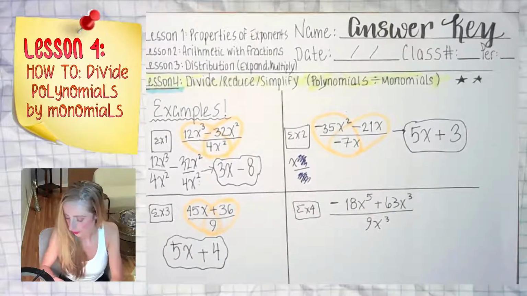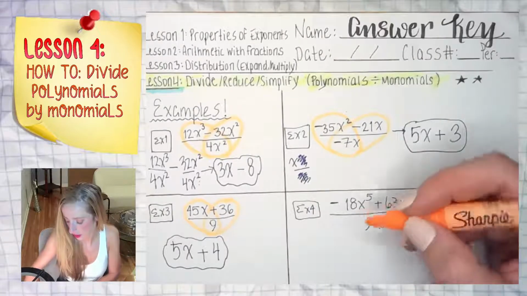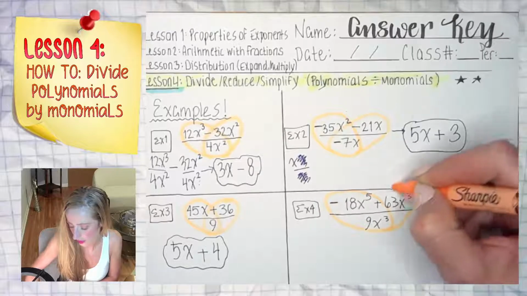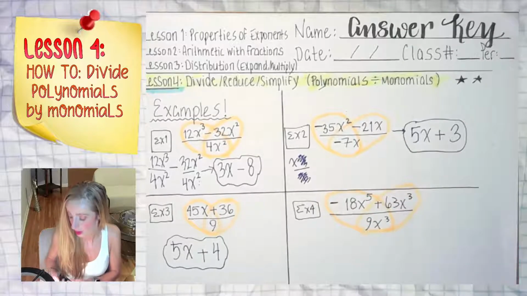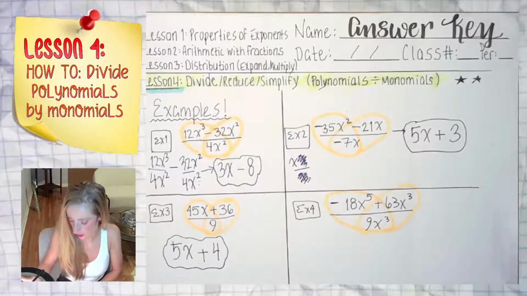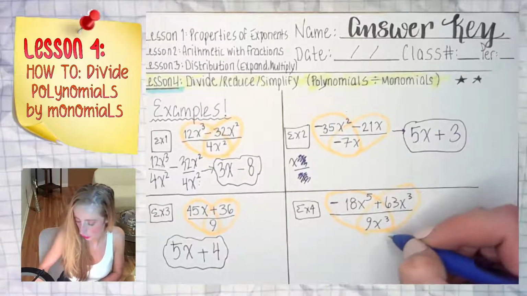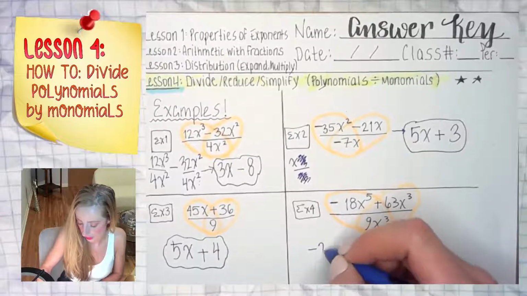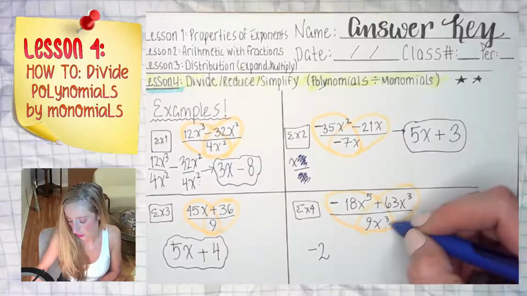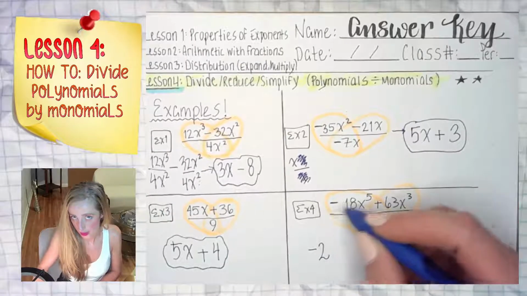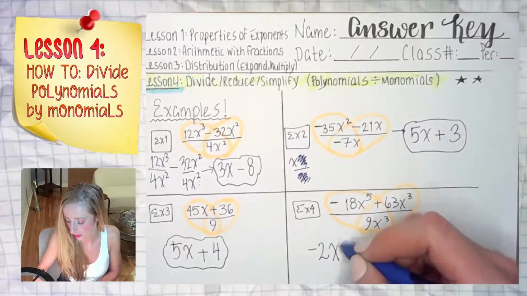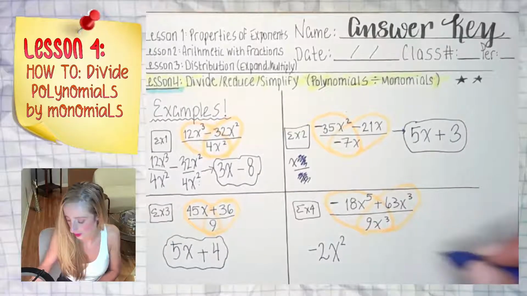So let's do each one. We have negative 18x to the 5th over 9x to the 3rd. And we have 63x to the 3rd over, or divided by, 9x to the 3rd. Negative 18 over 9, or divided by 9, is negative 2. Better know your positive negative rules. X to the 5th over x to the 3rd. You have x, x, x, x, x on top, and you have x, x, x on bottom. We're left with x to the 2nd.